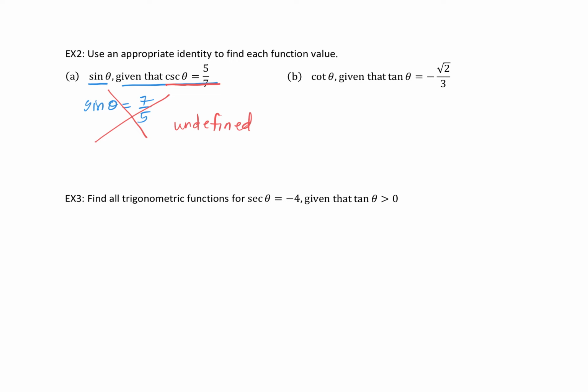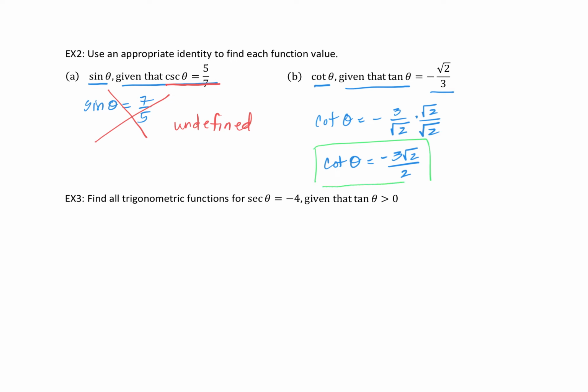and we have to stay within that. In example B, we want to find the cotangent of theta, and we're given that tangent of theta is equal to negative square root of 2 over 3. So first of all, I'm trying to find cotangent, and I have tangent. Well, I do know that they're reciprocals of each other, so if I have tangent, I do have cotangent. So all I have to do is write cotangent of theta is equal to -3 over the square root of 2. But then again, got to rationalize the denominator by multiplying top and bottom by the square root of 2. So the cotangent of theta is going to be equal to -3 times the square root of 2 over 2.